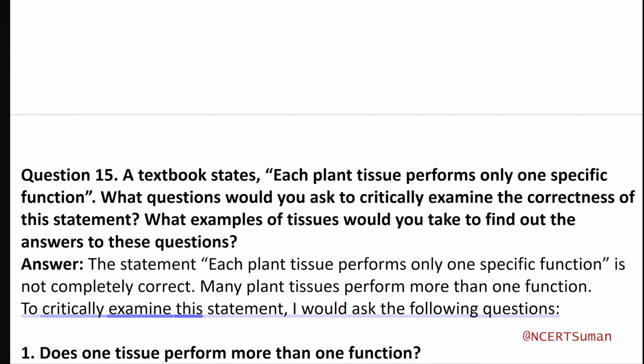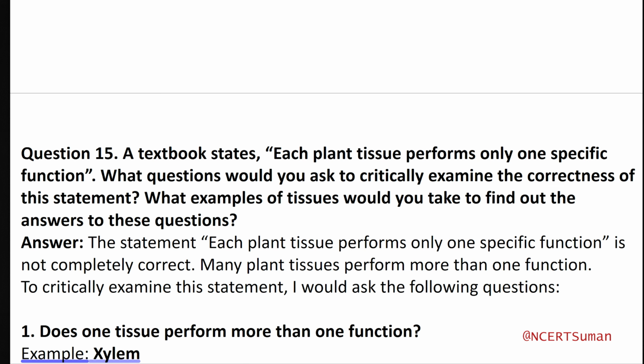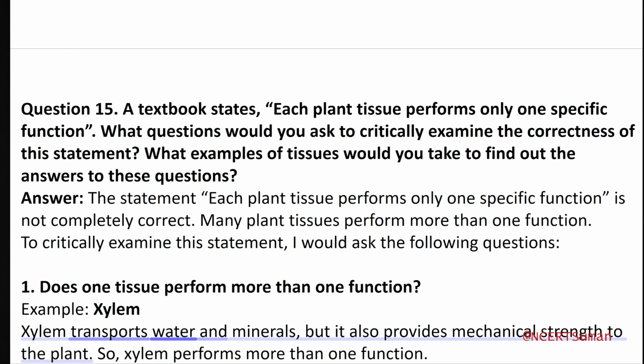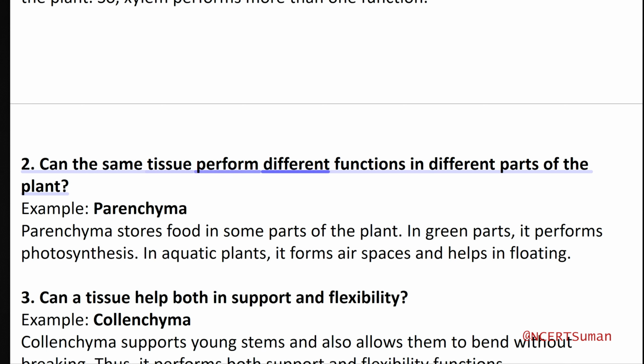To critically examine this statement, I would ask the following questions. 1. Does one tissue perform more than one function? Example: xylem. Xylem transports water and minerals, but it also provides mechanical strength to the plant. So, xylem performs more than one function. 2. Can the same tissue perform different functions in different parts of the plant? Example: parenchyma. Parenchyma stores food in some parts of the plant. In green parts, it performs photosynthesis. In aquatic plants, it forms air spaces and helps in floating.